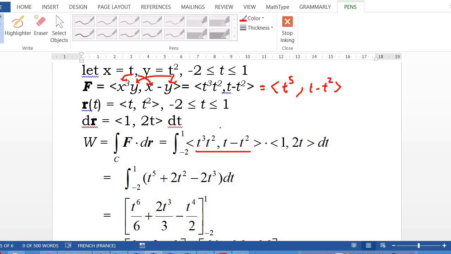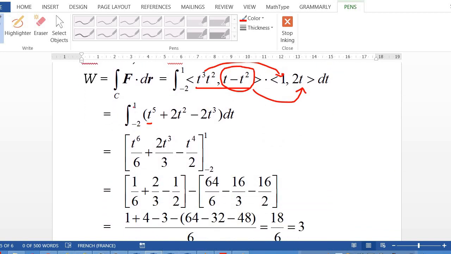So in total this is t to the power 5 multiplied by 1, so t to the power 5 is the i component. Later on, take the j component multiplied with 2t, so you have 2t squared minus 2t cubed. Then integrate with respect to t, substituting t from negative 2 to 1, and the result is 3. Of course, you can directly use your calculator and you should get this answer.